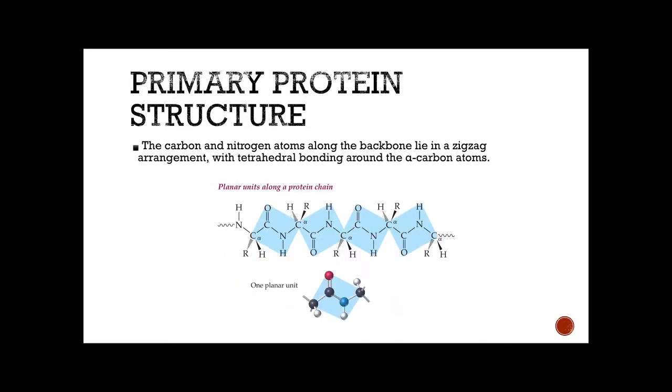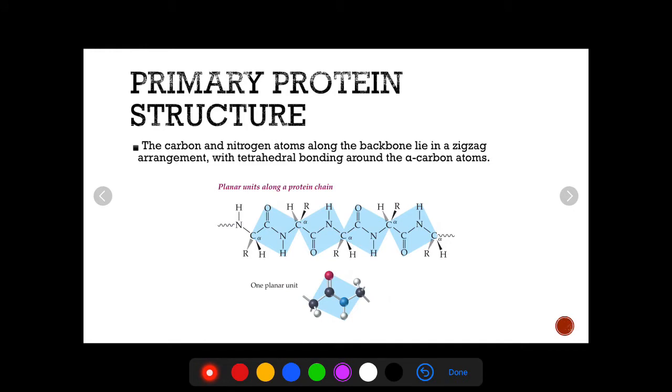The peptide chain isn't linear like we just saw in that previous picture, but it has a zigzag arrangement because of the tetrahedral geometry of the alpha carbon. So you can see right here, here's our alpha carbon, and it has a tetrahedral arrangement. And you can see around the nitrogen and around the carbon in the carbonyl group, those have trigonal planar geometries. So that's why it's in that zigzag formation and not just straight across.